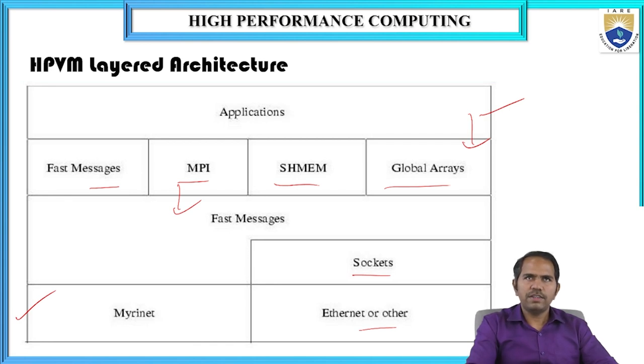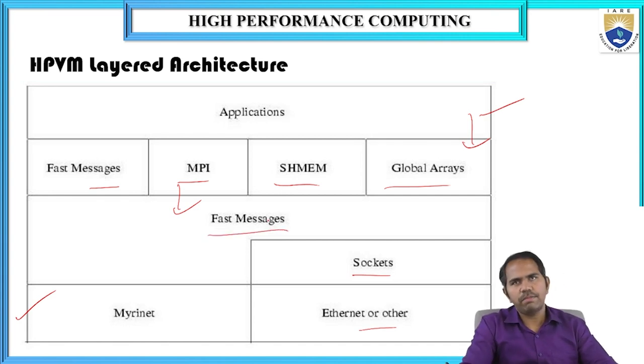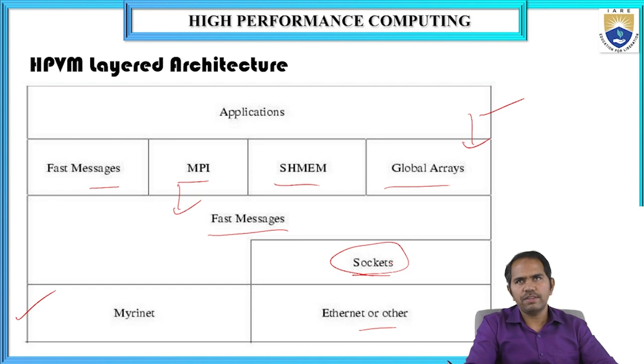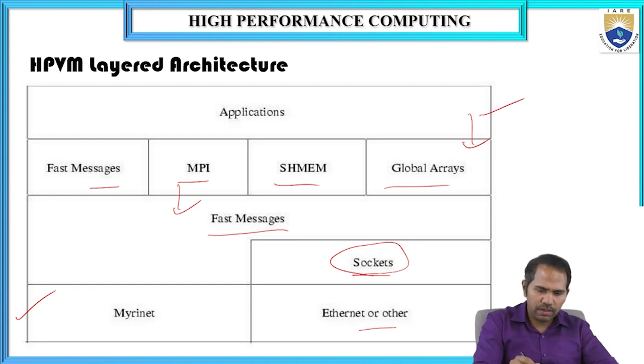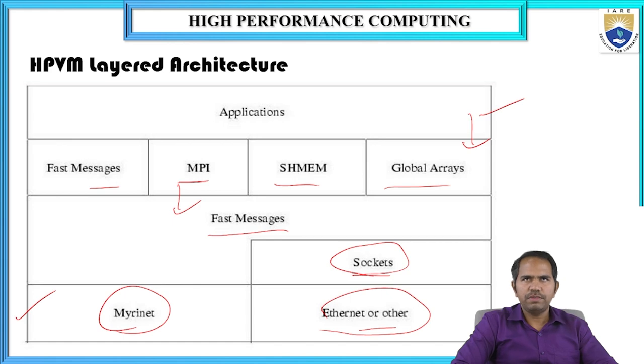So this is the layered architecture we observed in the high performance virtual machine. Applications interact with the second layer, fast messages, which are sent over Myrinet switches or fast Ethernet switches. Inside it there is also a socket. With fast messages we have to establish a connection, which then uses Ethernet or maybe Myrinet. This is the layered architecture of the high performance virtual machine.